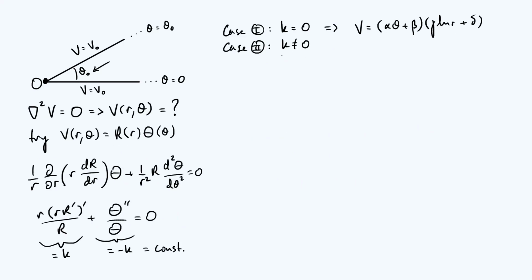Now let's go on to consider the more general non-zero k case. And again, it's going to be easier to think about the theta differential equation first. So if theta double dash over theta is equal to minus k, that of course means that theta double dash is minus k theta. It's a pretty standard second order ordinary differential equation.